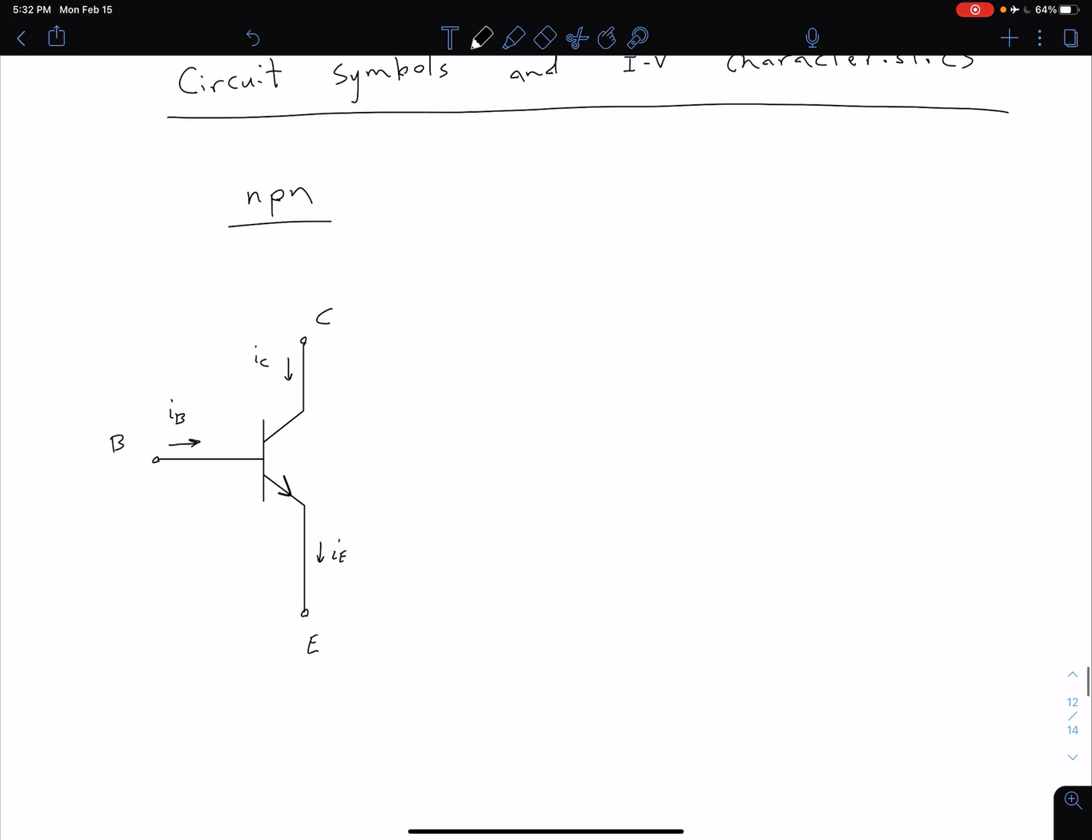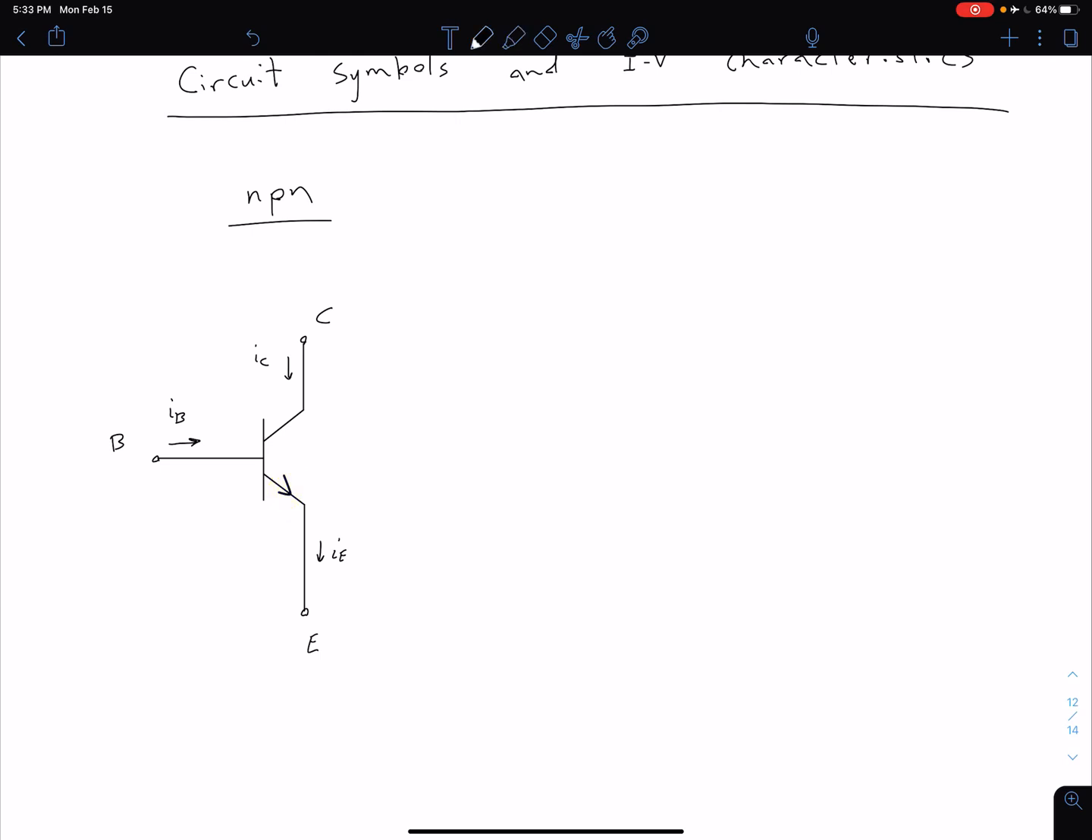As we can see here, we have our three terminals: our base, our collector, and our emitter. And our currents are defined as we saw previously. We have base and collector currents going in and emitter current going out. We have an arrow on our emitter terminal indicating the direction of the current. So overall, pretty simple circuit diagram.